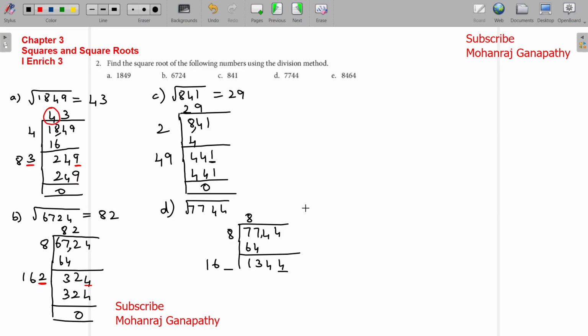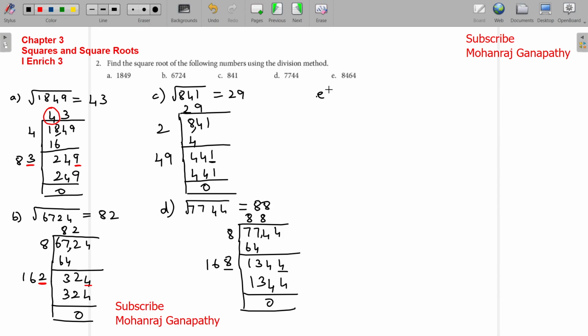So we can try with 8. 8 8s are 64. 8 6s are 48. 48 plus 6 is 54. 8 ones are 8. 8 plus 5, 13. So remainder is 0. Square root of 7744 is 88.